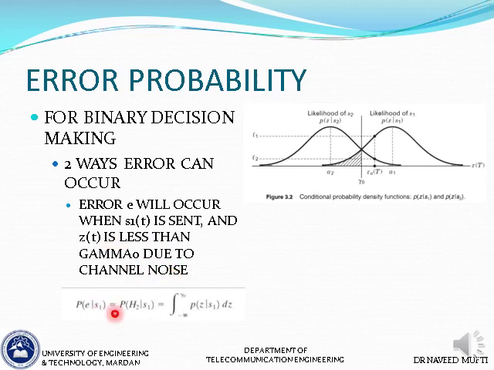In this scenario, what will happen is that we will select hypothesis H2. So when will error occur? When we select hypothesis H2 given that S1 was sent. And what is the value of that? According to the figure here, that is represented by this shaded portion. The probability of error is indicated by this shaded portion, the integral from minus infinity of this curve up to the gamma naught value.